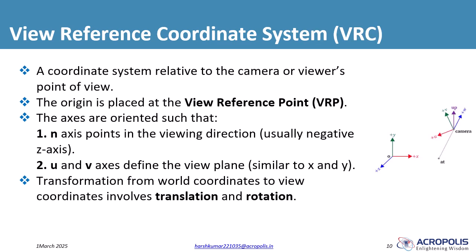Coming to the view reference coordinate system (VRC), a coordinate system related to the camera's or viewer's point of view. The origin is placed at the view reference point (VRP). The axes are oriented such that the n-axis points in the viewing direction, usually the negative z-axis. The u and v axes define the view plane, similar to x and y, which you can see on the right hand side in the diagram. Transformation from the world coordinates to view coordinates involves translation and rotation.